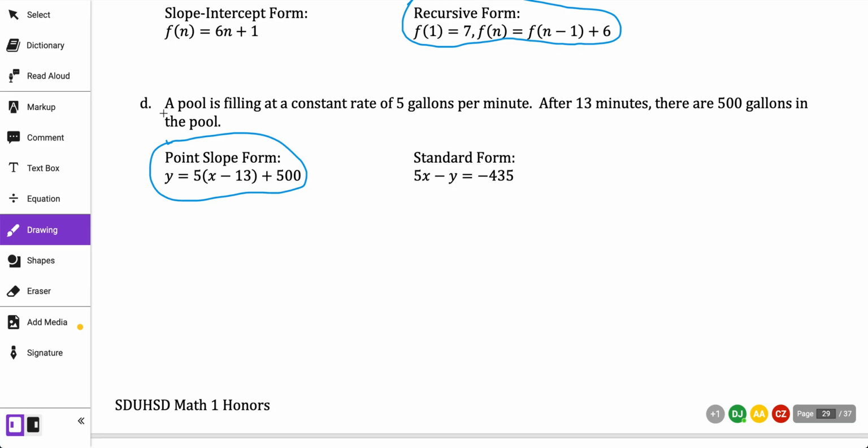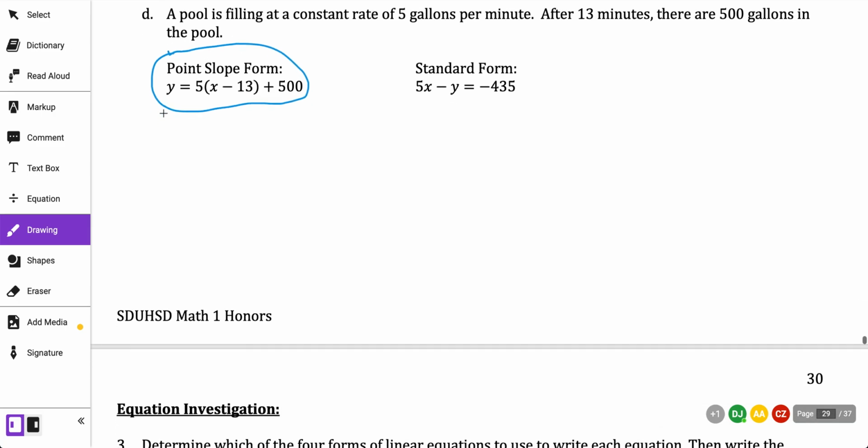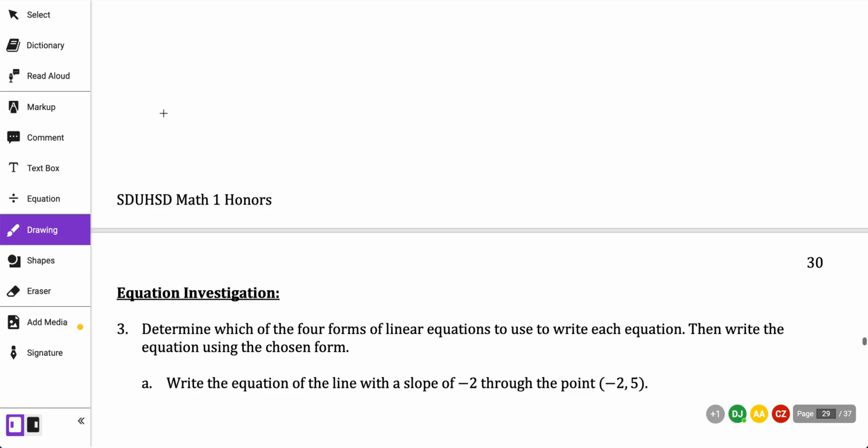And there you go. So this will be on your test coming up, so make sure we understand these.